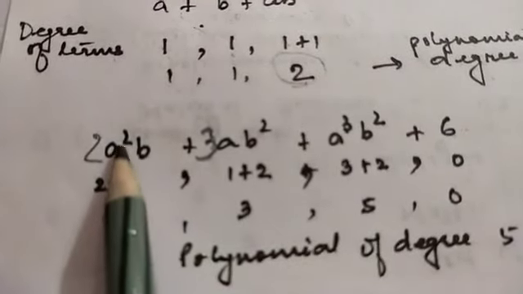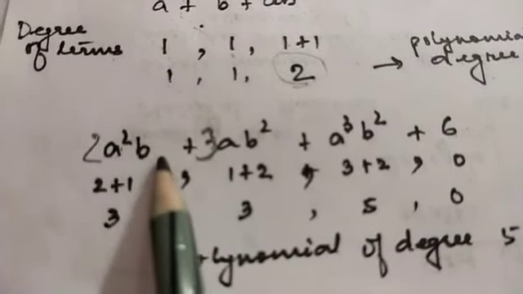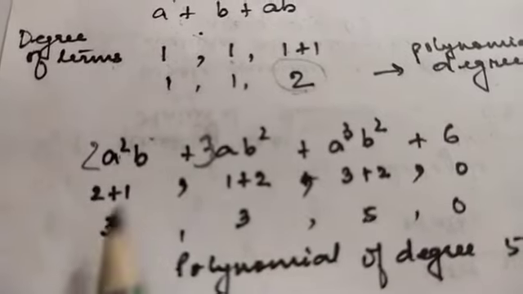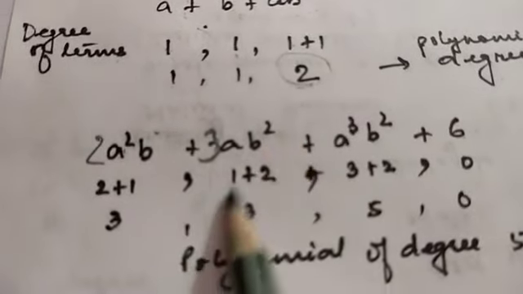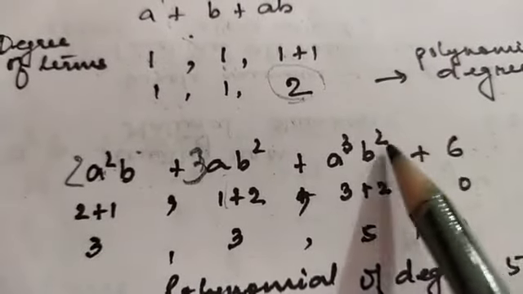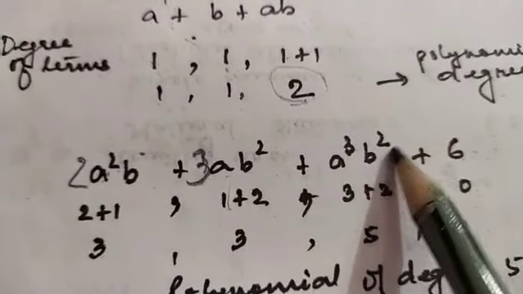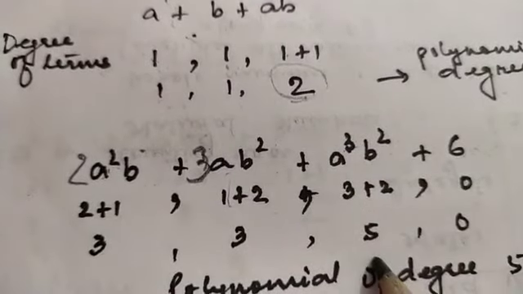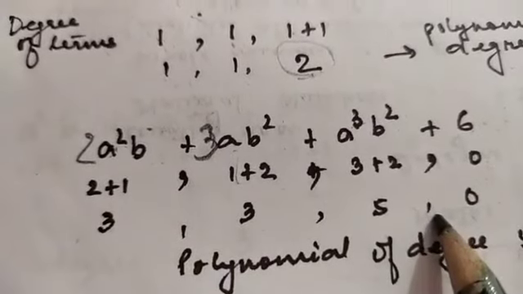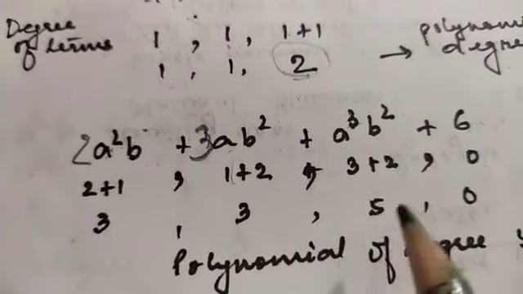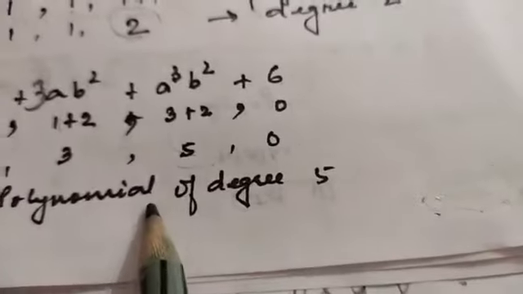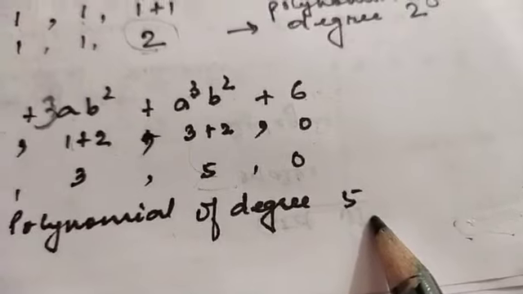And here it is what? The first term is a square b, then 2 plus 1, b is raised to power 1, 2 plus 1 is 3. Ab square, a is raised to power 1, 1 plus 2 is 3. Then a cube b square, a is raised to power 3, b raised to power 2, 3 plus 2 is 5. So I have 3, 3 and 5 as the degrees of the three terms. Which is the highest power? 5 is the highest power. So this is a polynomial of degree 5.